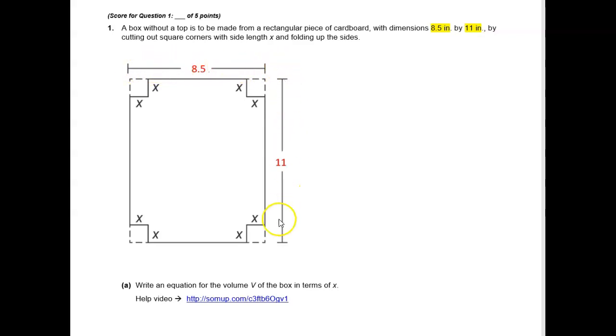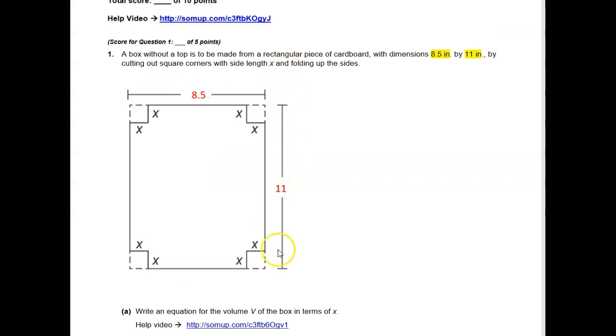It's 8.5 by 11. You're going to cut out these corners. The length is X, and you're going to cut them out. And this is going to be folded up to make a box with an open top. So again, 8.5 by 11, and you're going to cut out an X. So this length right here is going to be 8.5 minus an X minus another X, so 8.5 minus 2X. The length of this right here is going to be 11 minus this X and minus this X. So the length is 11 minus 2X.